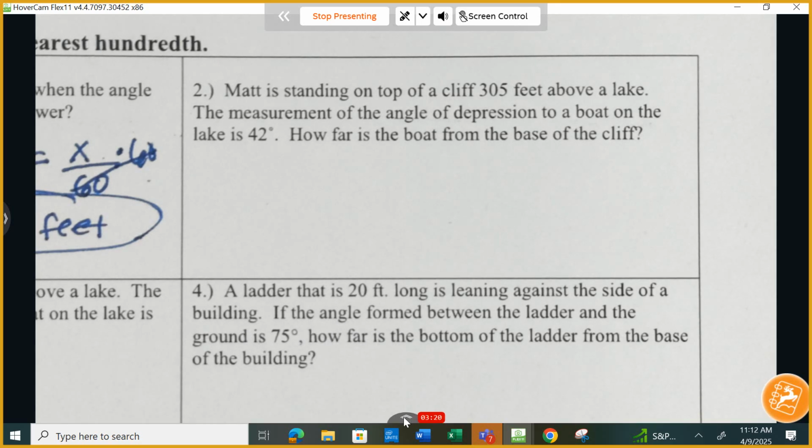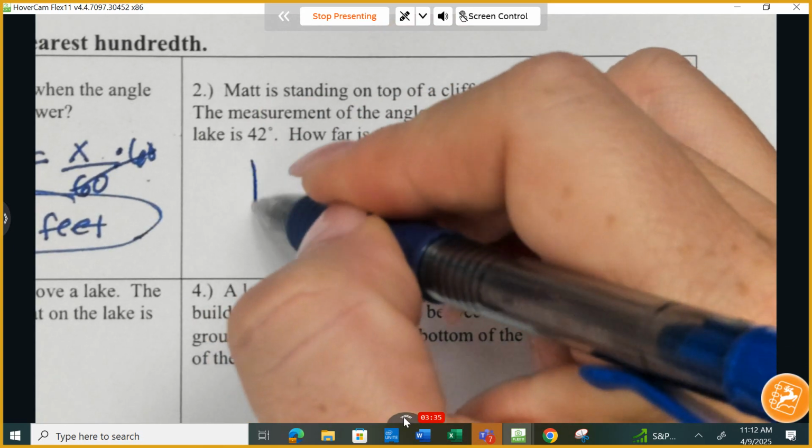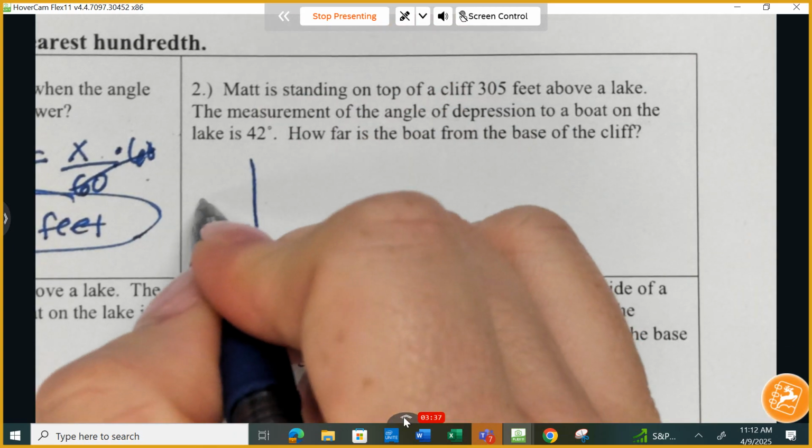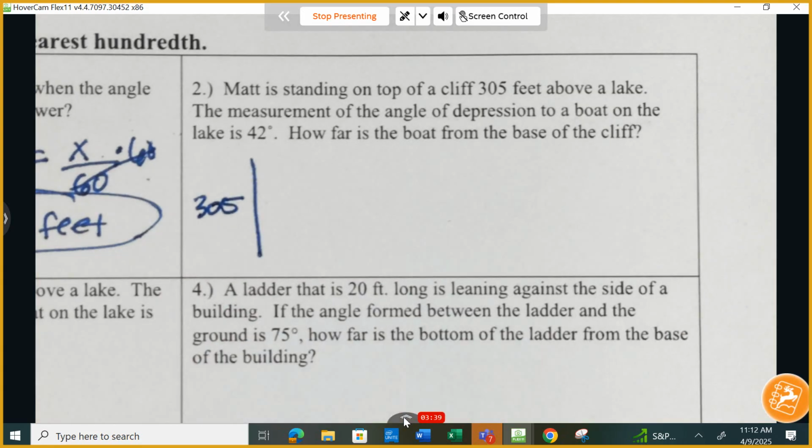This problem says Matt is standing at the top of a cliff 305 feet above a lake. The measure of the angle of depression to the boat on the lake is 42 degrees. How far is the boat from the base of the cliff? So we're going to draw this together. Okay, I'm going to make a cliff. I know the height of this cliff is 305 feet.